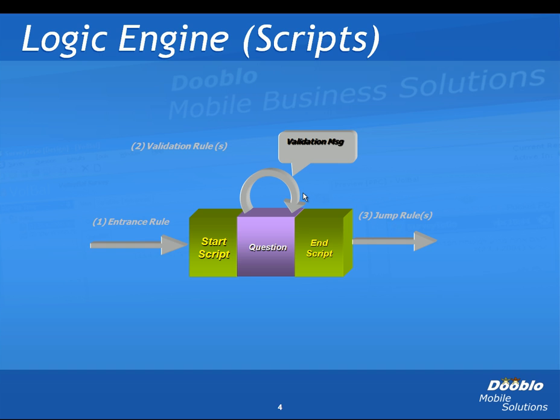A question has two types of scripts, start script and end script. Start script runs right after the entrance rules and before the question is shown. If you want to do filtering or piping text, the start script will be the ideal place to put the code in. The other place where you can add scripting code is the end script. The end script is run right after the validation process has been completed and right before the jump rules have been processed. So if you want to run calculations on the answers of the current question and do something with those calculations, the end script will be the ideal place to put that code in.